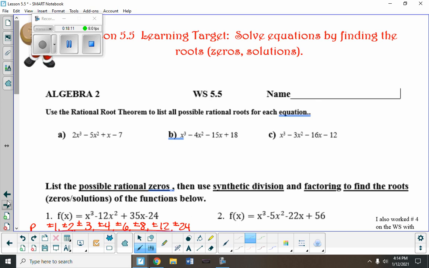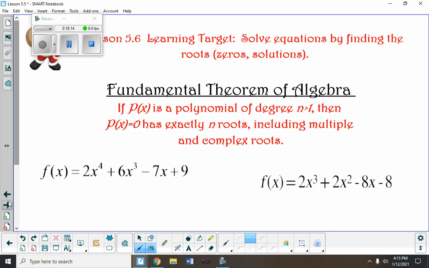All right, real quick, I also want to talk about the fundamental theorem of algebra. It says if p of x is a polynomial of degree n, and the n has to be greater than 1, then p of x equals 0. So in other words, when you set it equal to 0, usually you would factor it, set it equal to 0, there are exactly n roots, which include the multiple and the complex roots.